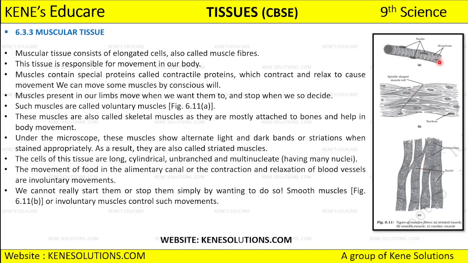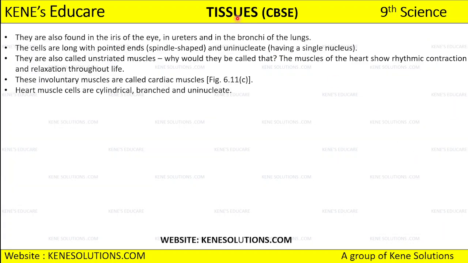Okay, the first one is the striated muscle, second one is the smooth muscle, and the third one is the cardiac muscle. So these are the three different types of muscles that we are having which control our movement. तो हमने यहाँ पे voluntary muscles and voluntary movement देखा, and we had involuntary muscles and involuntary movements which we have.